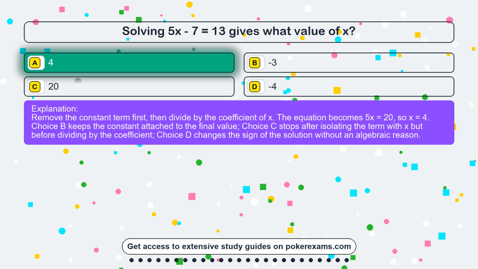Choice B keeps the constant attached to the final value. Choice C stops after isolating the term with x but before dividing by the coefficient. Choice D changes the sign of the solution without an algebraic reason.